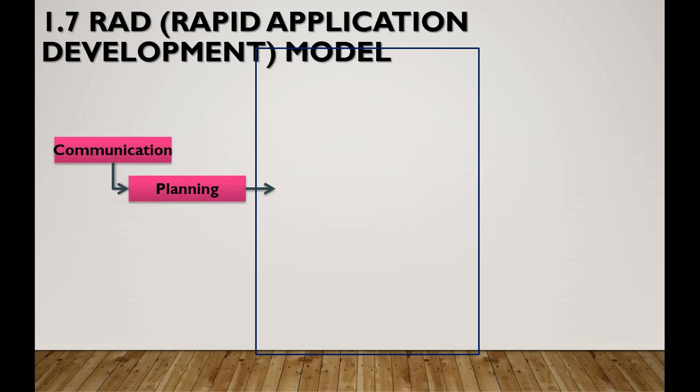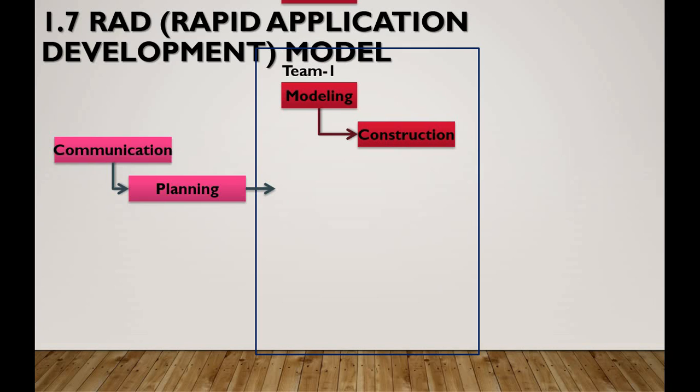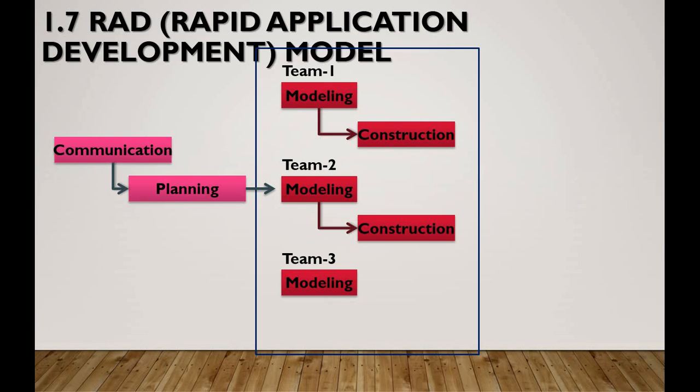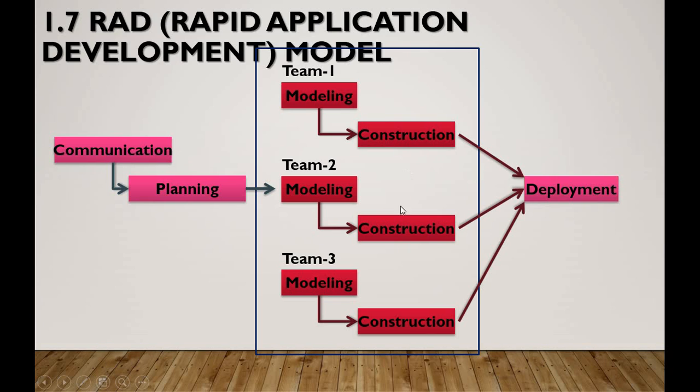But after the planning phase, modeling and construction will be divided among several teams. Means after the planning, work will be divided for the several teams. Here work is divided for 3 teams. So 3 teams will model and construct, model and construct, model and construct. Means work will be divided into several teams. After the construction phase, the deployment phase will be there as per our waterfall model.